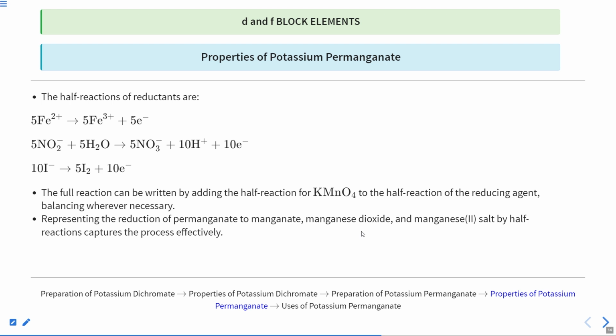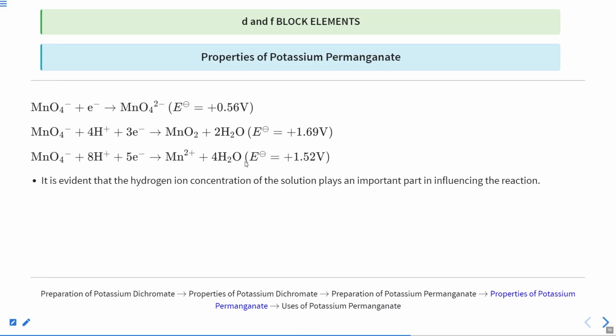Representing the reduction of permanganate to manganate, manganese dioxide and manganese salt by a half reaction captures the process effectively. So what is said here is that the oxidation half reaction is this, while the reduction half reaction will be the reduction of permanganate to manganate, manganese dioxide and manganese. So this is the reaction.